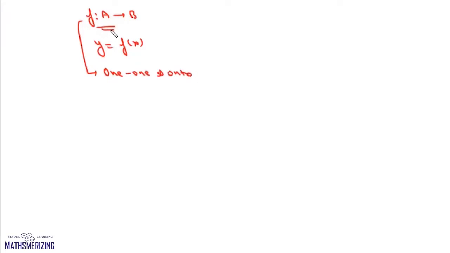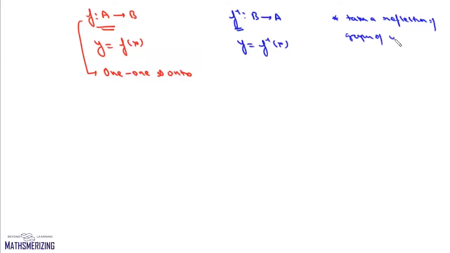Now, in order to be able to define inverse trigonometric function, we have to go back to functions. Suppose we have any function f defined from a to b, y equals f x. Now, if this function is one-one and onto, then we say this function is invertible and we define inverse of this function as f inverse from b to a, y equals f inverse of x. And if we have to draw the graph of f inverse x from the graph of f x, all we need to do is take a reflection of graph of y equals f x about y equals x line. So using this fundamental concept, we'll try and define trigonometric inverse functions and we'll also draw their graphs.